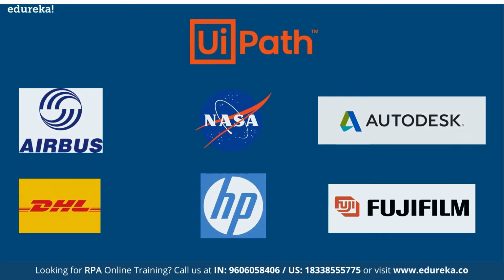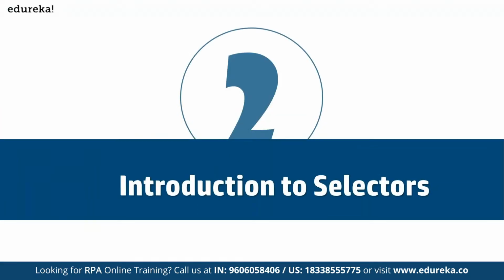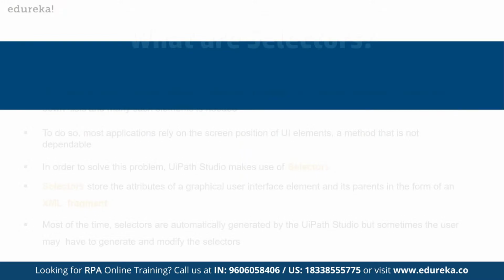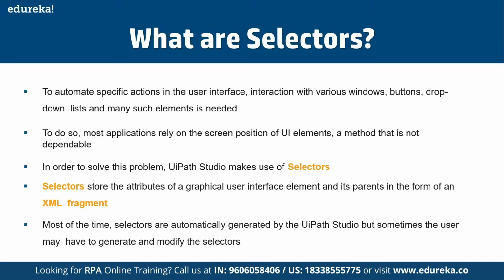First of all, if we talk about selectors, to automate specific actions in the user interface, such as interaction with windows, buttons, drop-down lists, and many more, such an element is required. To solve this problem, UiPath Studio makes use of selectors. At the end, most applications rely on the screen position of UI elements, a method that is not dependable, and that's why we make use of selectors.